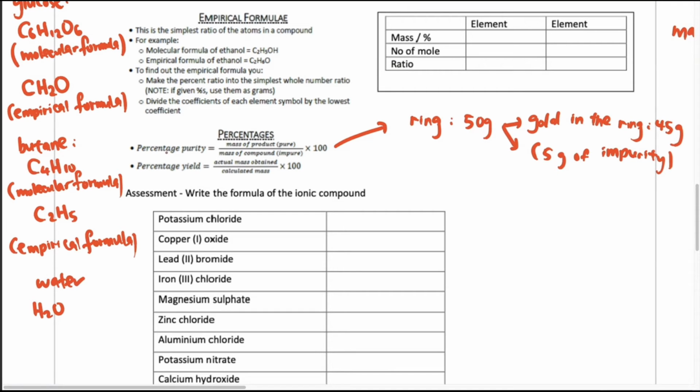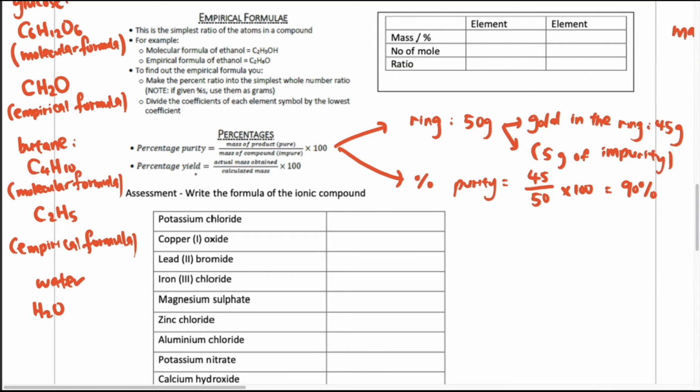Okay, now you want to find the percentage of purity. So we take the mass of the product, the mass of the gold, which is 45, over the mass of the compound, 50 gram, total mass basically. 50, then times 100, then you get 90%. So that means the ring is made of 90% of gold. Okay, so that is an example.